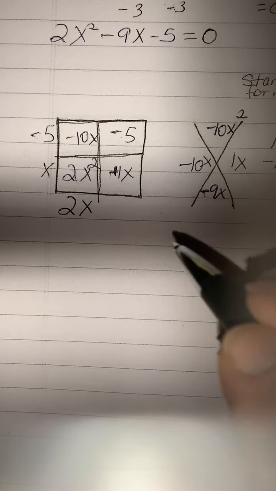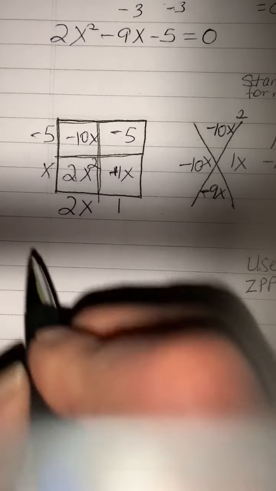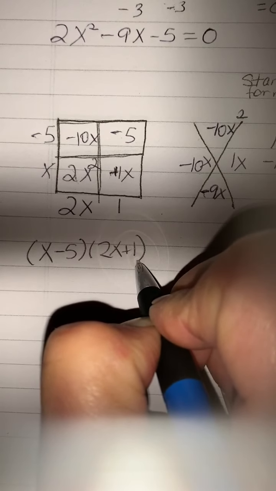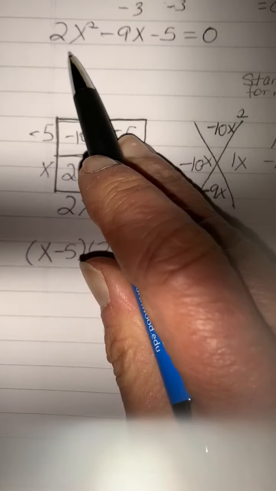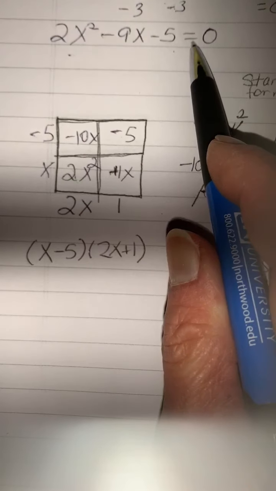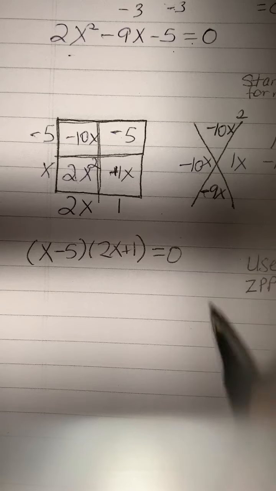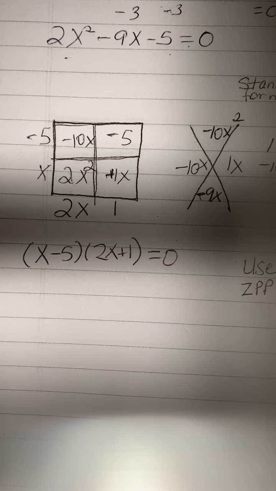X times 2x is 2x squared. X times 1 is the 1x. So it looks like my factors are going to be x minus 5 times the quantity 2x plus 1. But look above to our problem. We just factored that quadratic. What does it equal? It equals 0. We don't want to forget that. So we've successfully factored our quadratic.